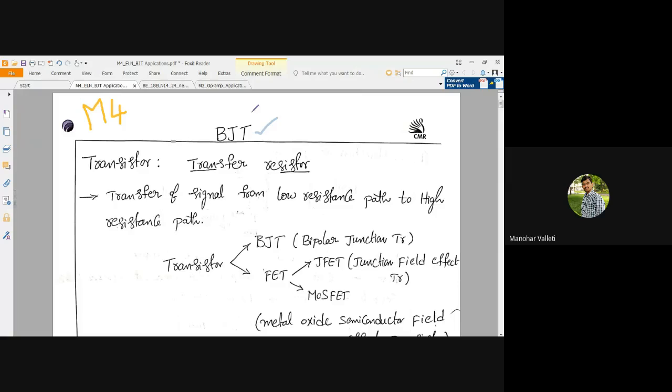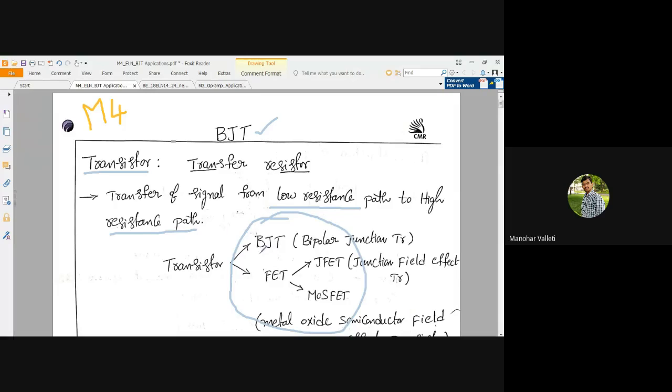BJT is one of the transistors. Transistor means transfer of resistance, from a low resistance path to a high resistance path. These are some of the transistors we are going to see in this basic electronics subject.